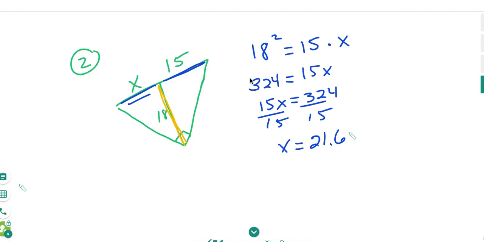So that means the small part of the hypotenuse would be 21.6. The entire hypotenuse would be adding 15 and 21.6 together, which actually tells us this is the larger side of the hypotenuse. Because this is 21.6, we would add them together and that would give us 36.6.